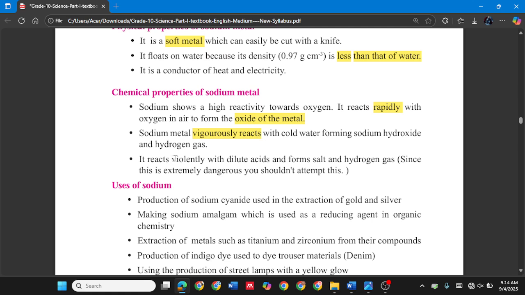And what about dilute acids? It reacts violently, so they ask you not to attempt this. Since this is extremely dangerous, you shouldn't attempt this with dilute sulfuric or dilute HCl acid. This reacts violently. Violently means more than vigorously, more than rapidly.